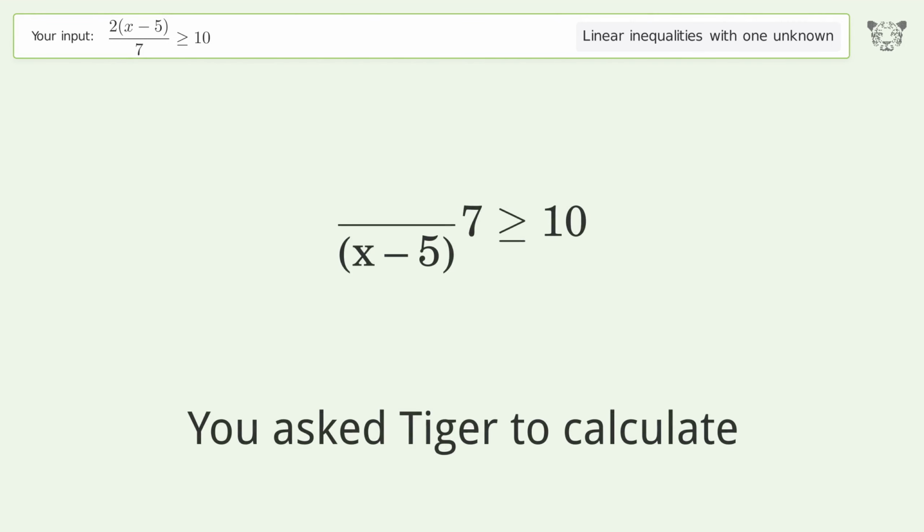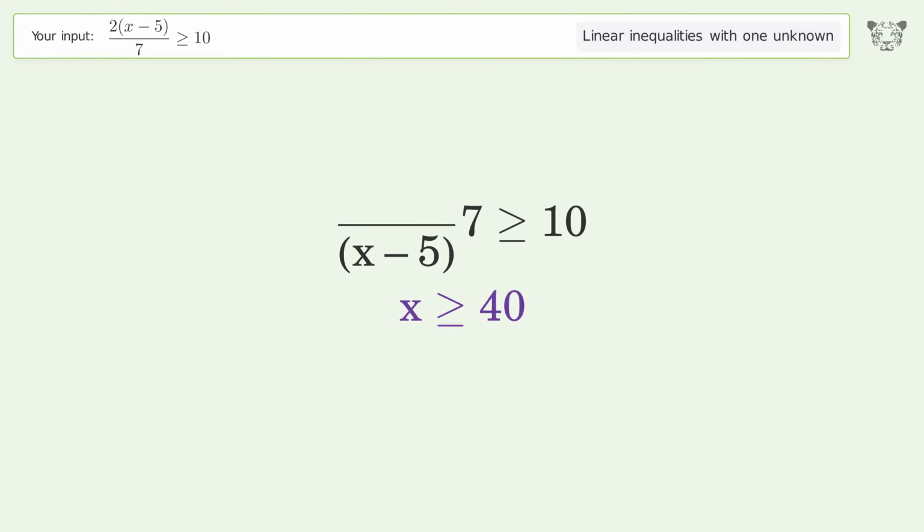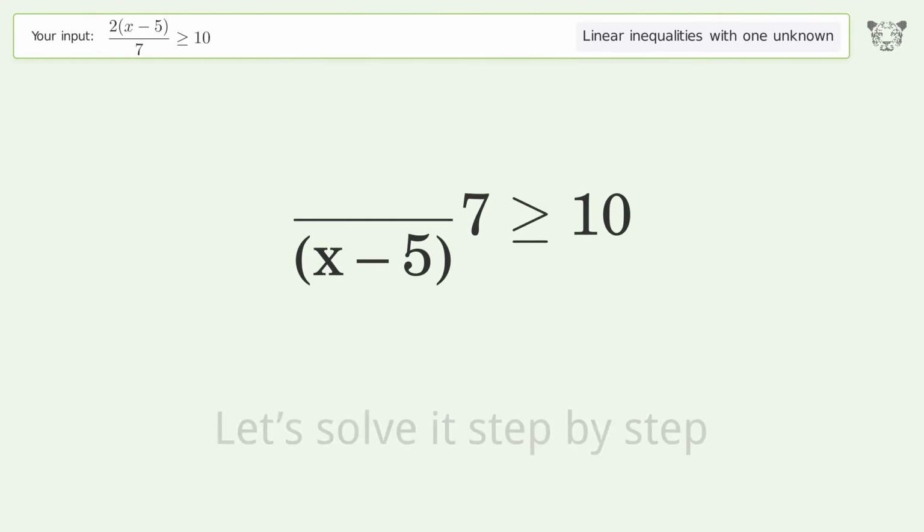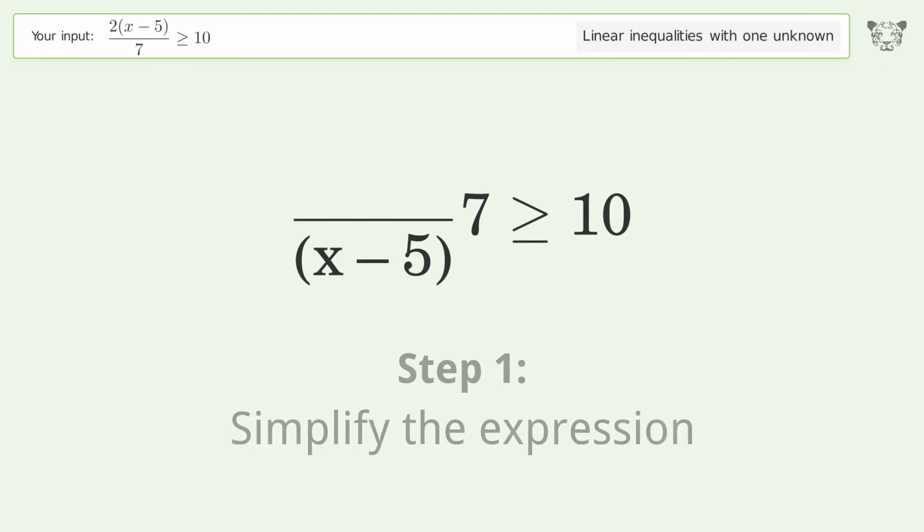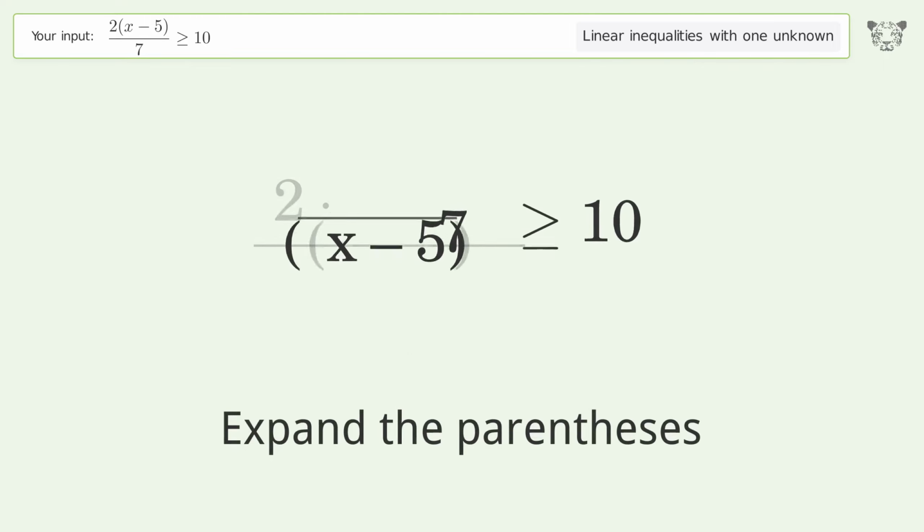You ask Tiger to calculate. This deals with linear inequalities with one unknown. The final result is x equal or greater than 40. Let's solve it step by step. Simplify the expression. Expand the parentheses.